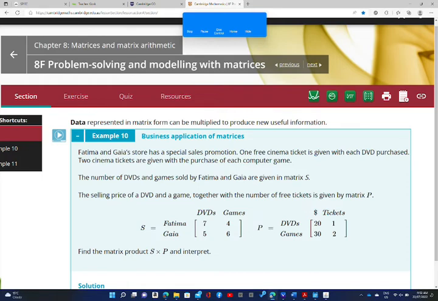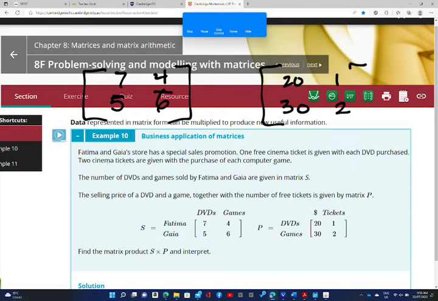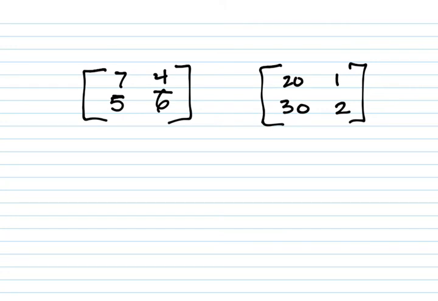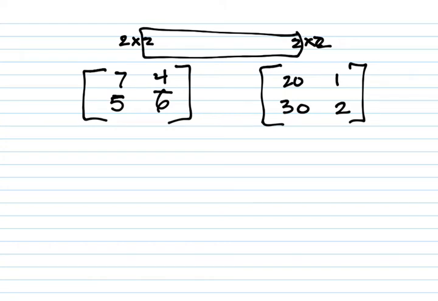Okay. So we'll first just draw them out. We have 7, 5, 4, 6. I'm just going to write it out, and then I'll go to notebook paper, make it easier. And then P is 20, 1, 30, and 2. Now to multiply these, we first have to determine the order. This one is a 2 by 2, and this one is a 2 by 2. The middle digits match, and they have to. Remember, otherwise it's undefined.